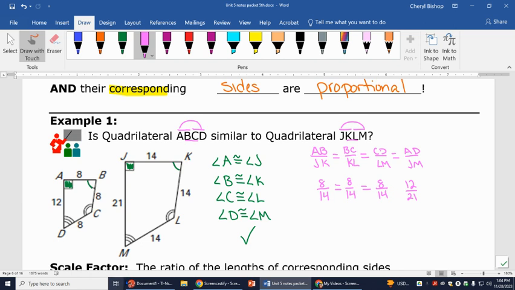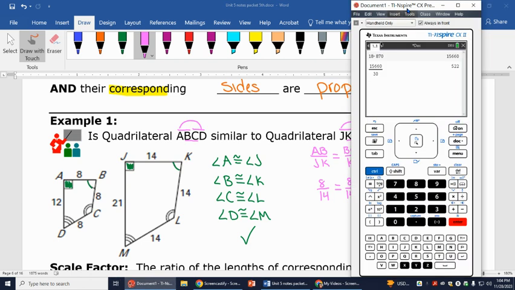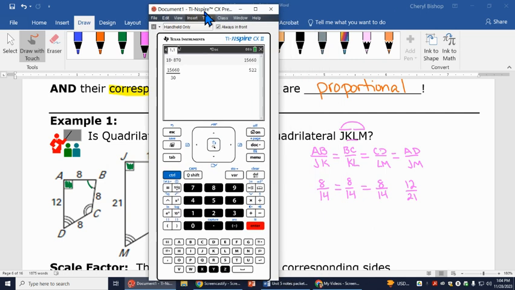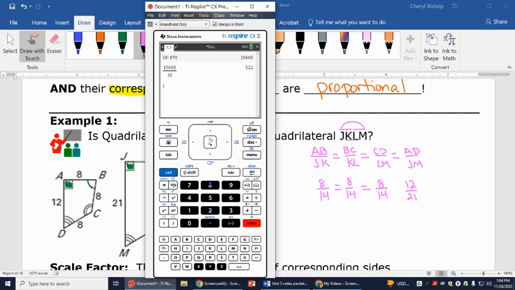So what you want to do then is you want to reduce those fractions, because we always reduce our fractions. So to reduce my fractions, I'm going to do 8 divided by 14, and my calculator will do it for me. 8/14 is 4/7. So this first one is 4/7. This one is 4/7. This one is 4/7. They're all equal. Let's check this last one. 12/21, enter, is also 4/7.